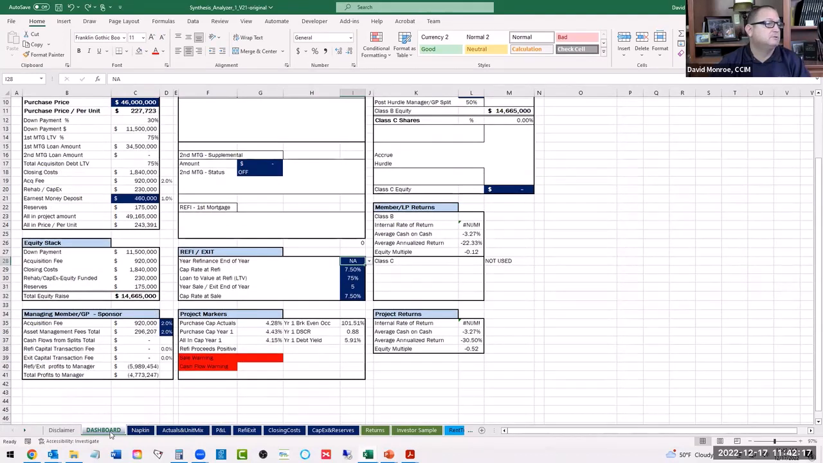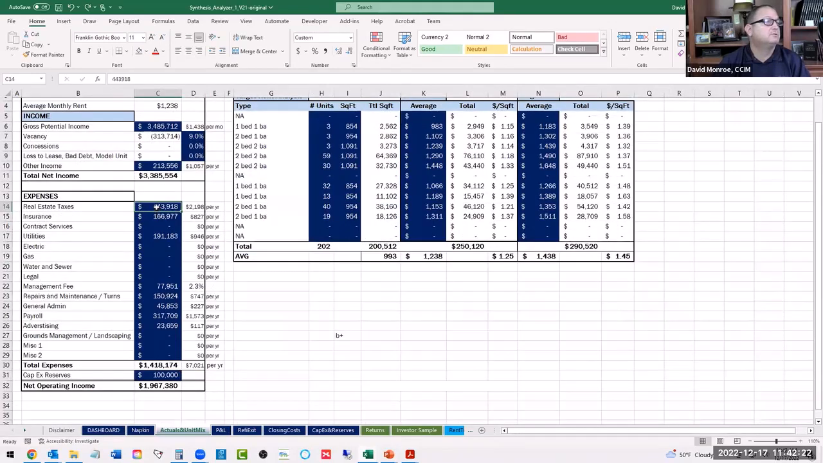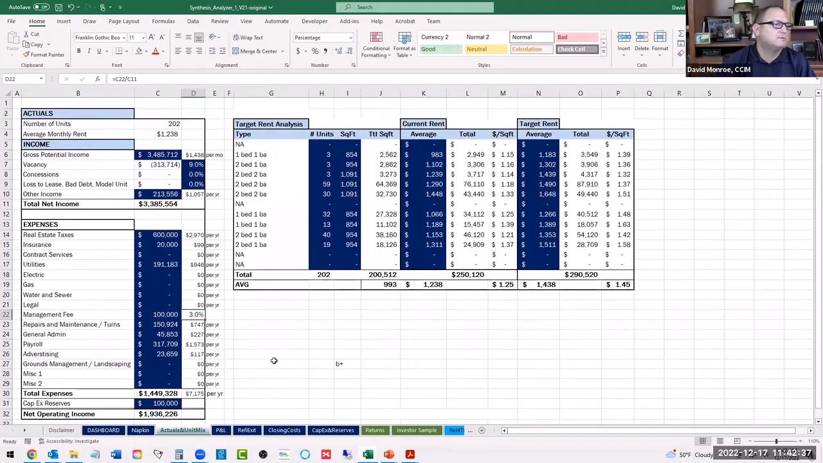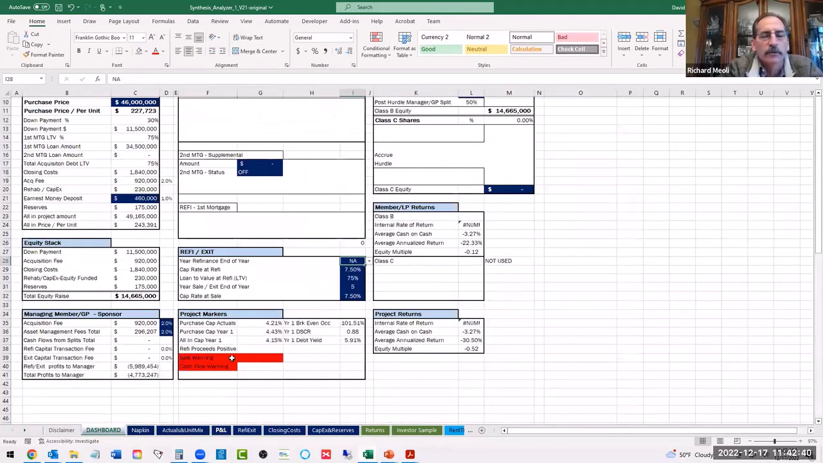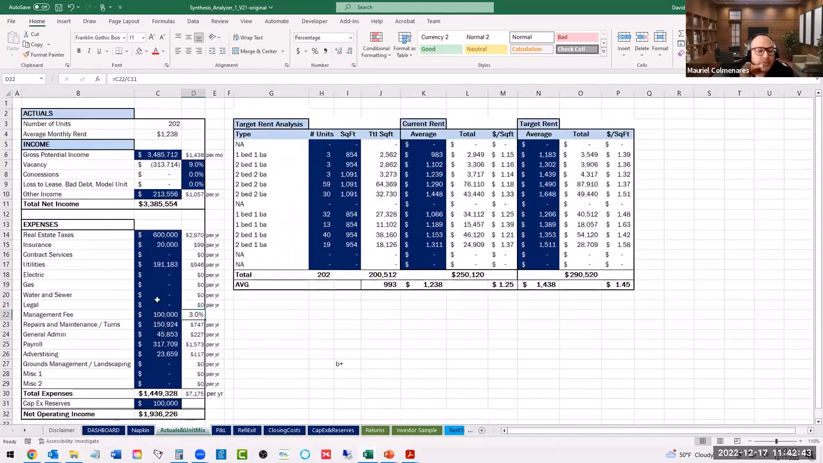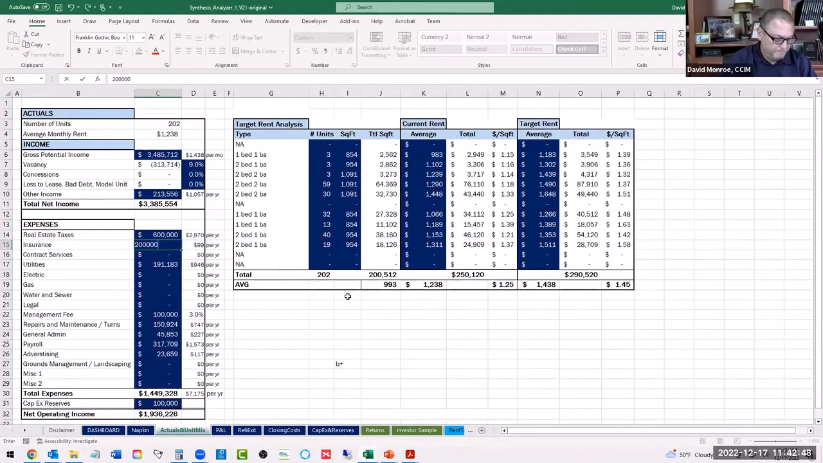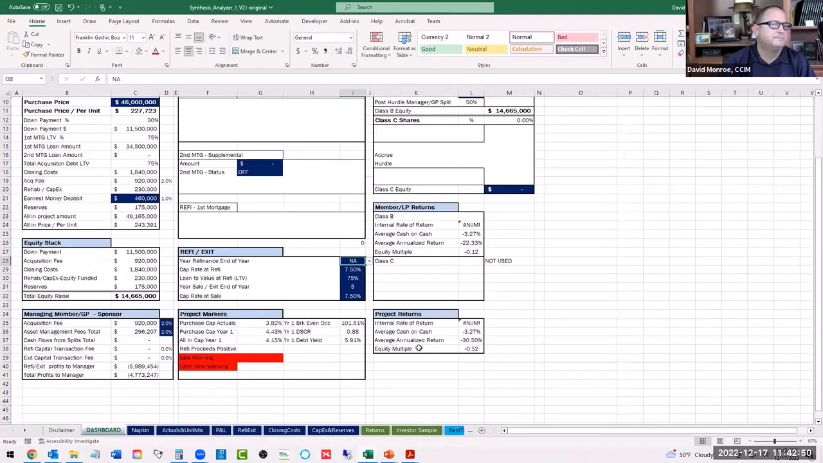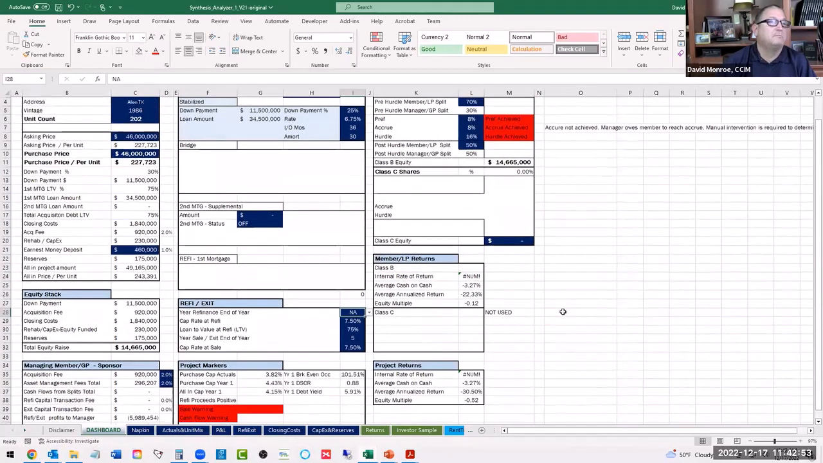So let's go back to actuals. We said 600 here. And insurance, we said 200. And management fee, we said 100. And that normalized. You've got to add a zero to the insurance. You put only 20,000 instead of 200,000. Thank you. There we go. All right. So now the numbers are looking really ugly.